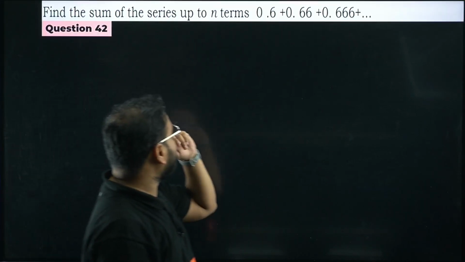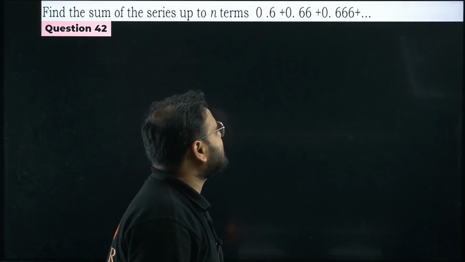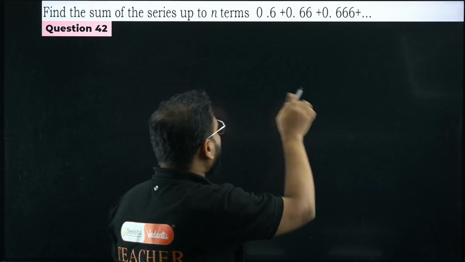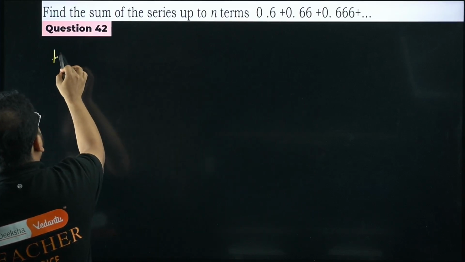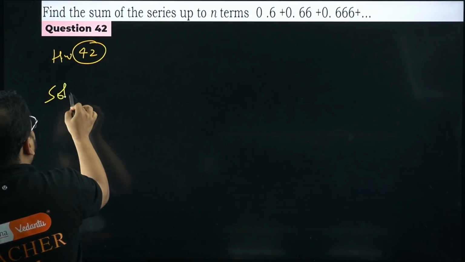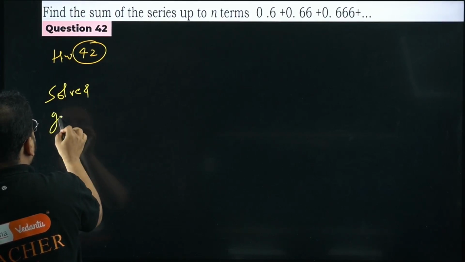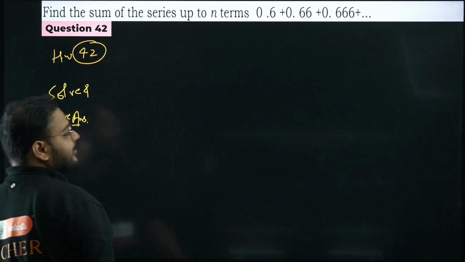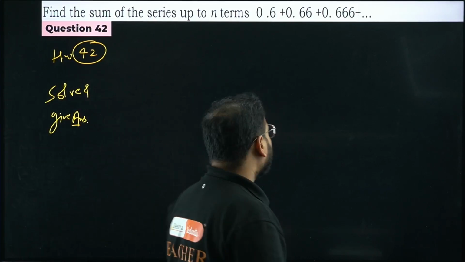Find the sum of the series up to n terms for 0.6 plus 0.66 plus this. Very simple, we'll get a GP here. So I'll not solve this, I'll give you a hint. You have to solve it and let me know the answer. Question number 42 is homework. Solve and give the answer in the comment section. Okay, how do you solve it?